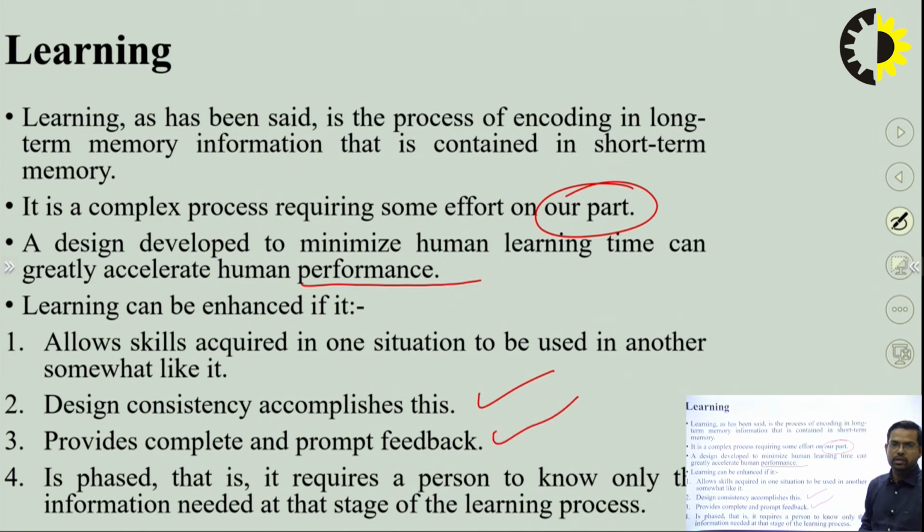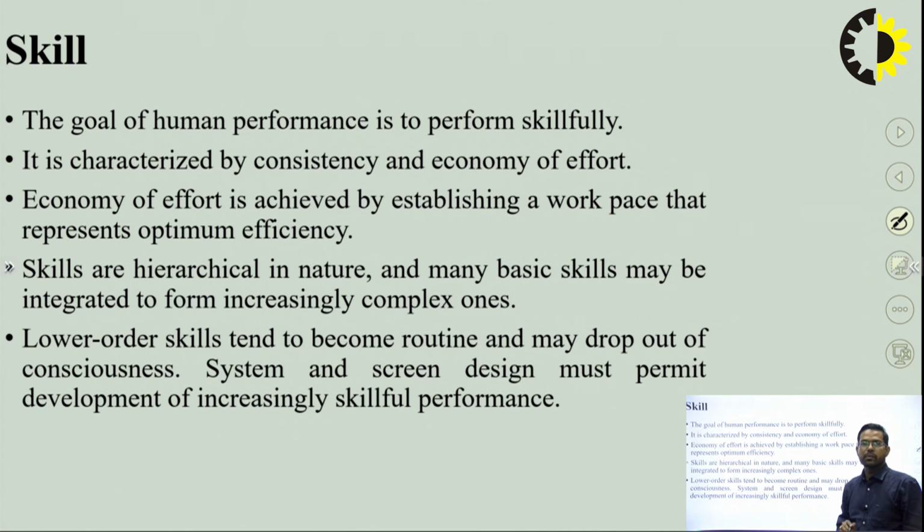Learning should be phased, requiring a person to know only the extra information needed at each stage of the learning process. Skill: different people have different skills, some people have great skill, some have low skill. The goal of human performance is to perform skillfully, just like someone is good at Java programming and someone is not. Skill is characterized by consistency and economy of effort. Economy of effort is achieved by establishing a work pace that represents optimum efficiency.